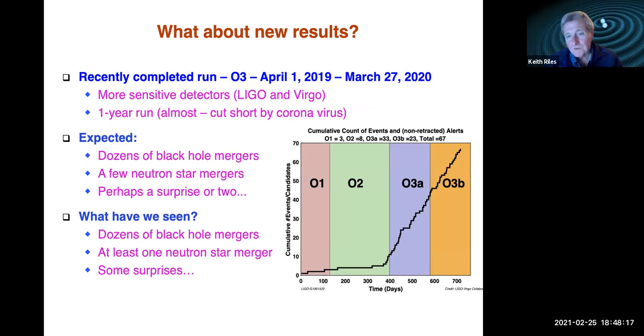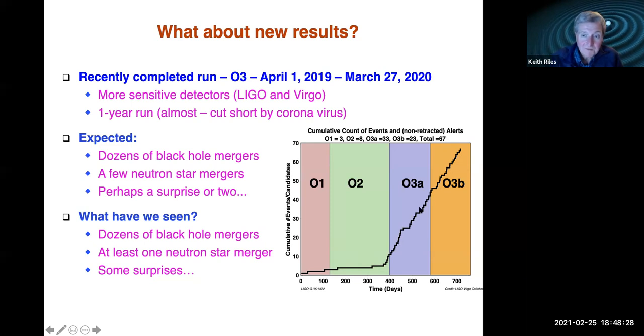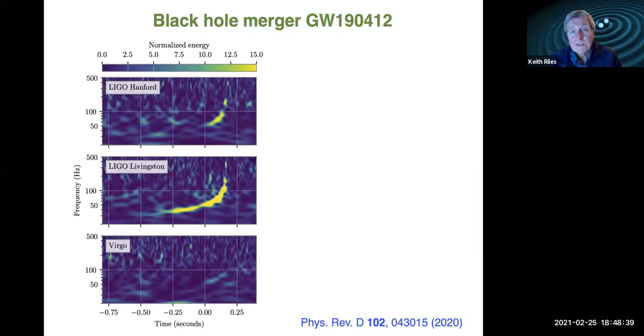This shows you a graph showing you the cumulative number of events seen in the first run, O1, then O2, and then you can see that the slope changes dramatically in the O3 run. So we're seeing many more events per week in the O3 run than we did in the earlier runs. This is one of our more intriguing events.